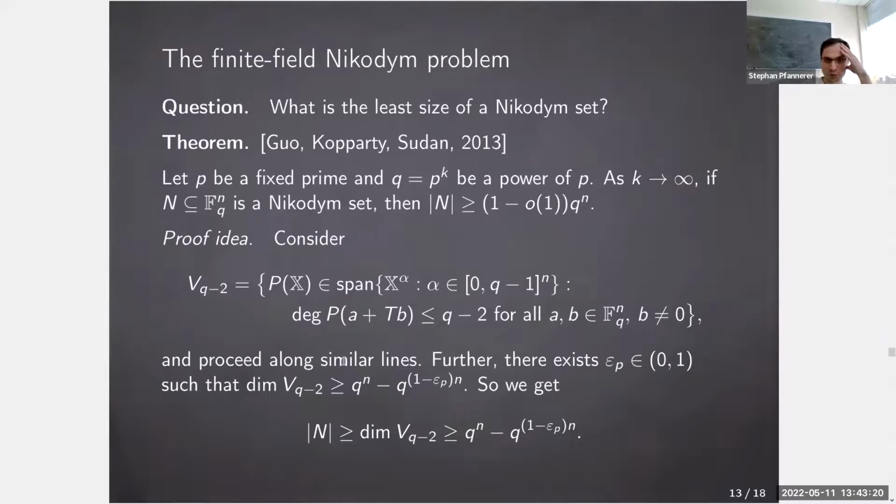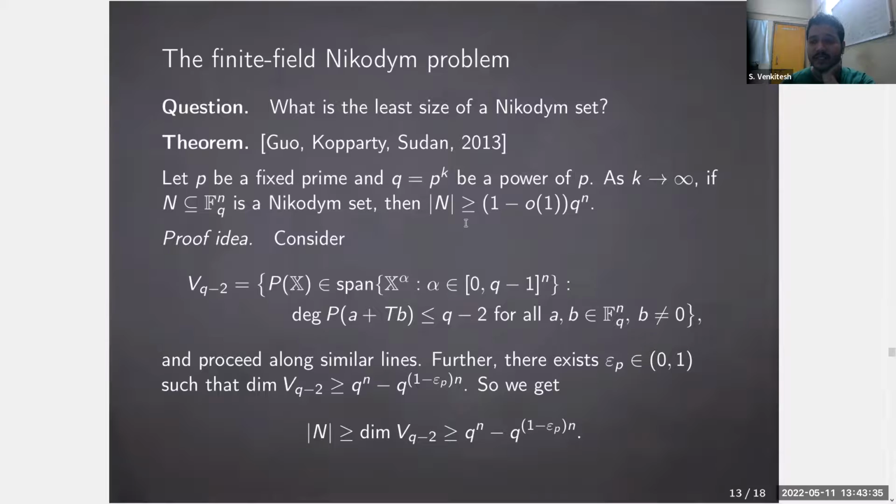Can we use this approach that you have shown for the Nikodym problem also for the first problem you have shown us to get better bounds? It would work. So that's a good question. So what happens is the following.